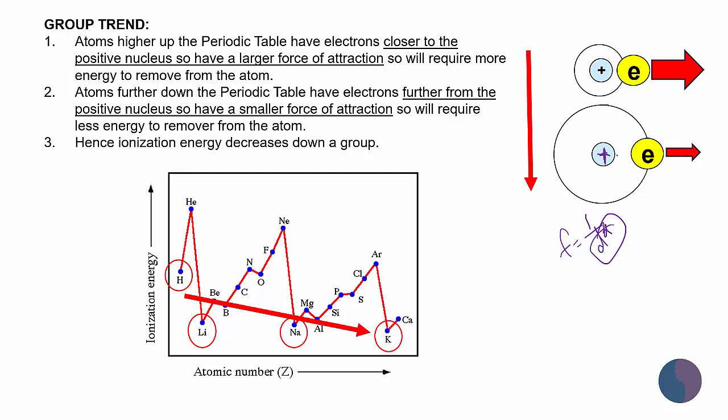And so what you effectively have is, as you go down, it's easier to remove the electron because the effective nuclear charge is decreased. There's also increased nuclear shielding, so that's avoiding the attraction between the negative and the positive. For that reason, it is easier and easier as you go down a group to remove an electron. So the first ionization energy decreases.